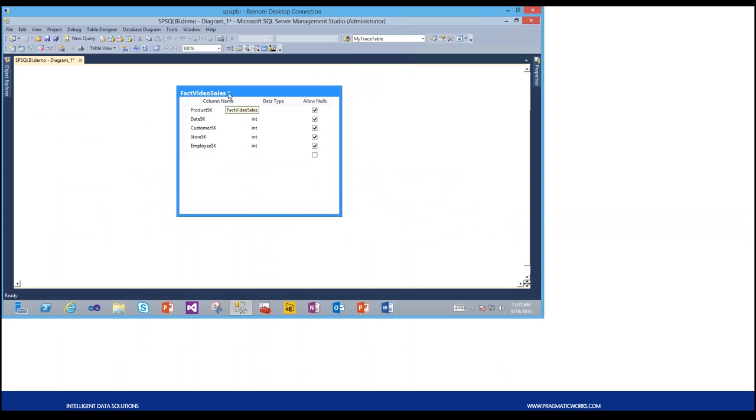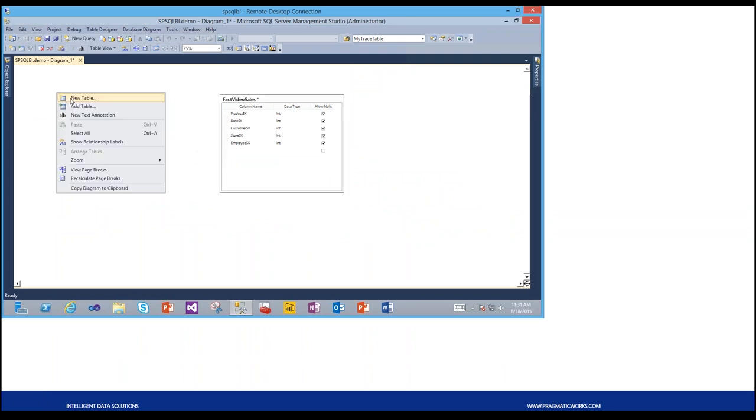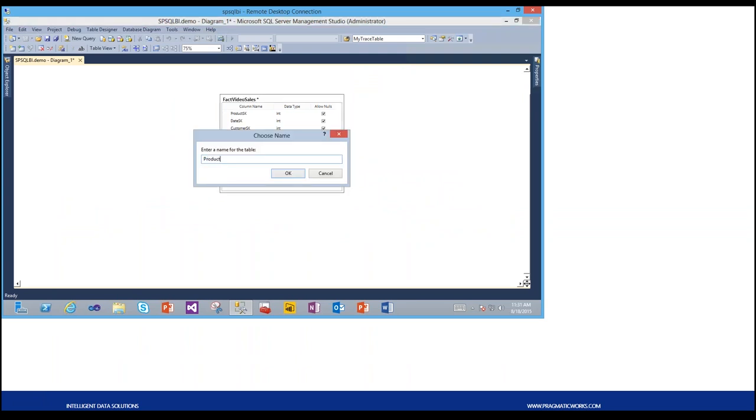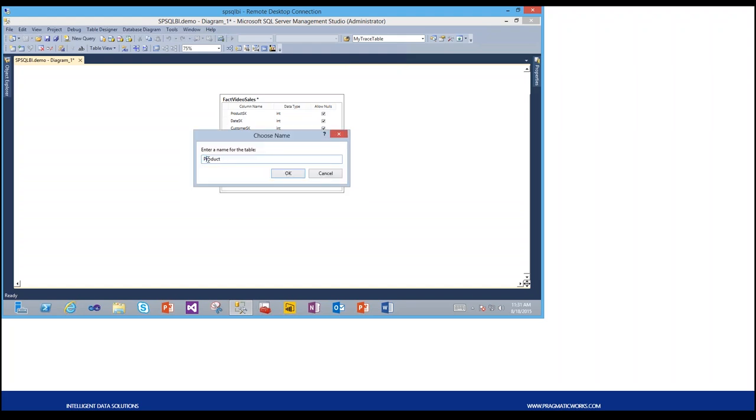Okay. So in my product dimension, the first thing we're going to do here is add a database key for the table. The database key is an identity key on the column, and this is called a surrogate key. And this is going to help us with modeling the relationships between the dimensions and the fact tables.